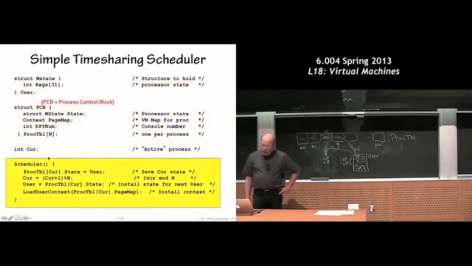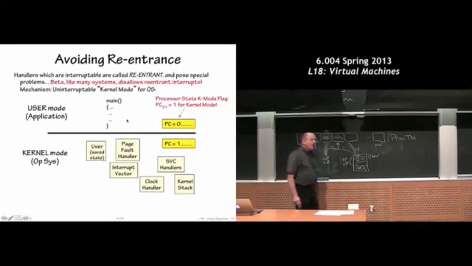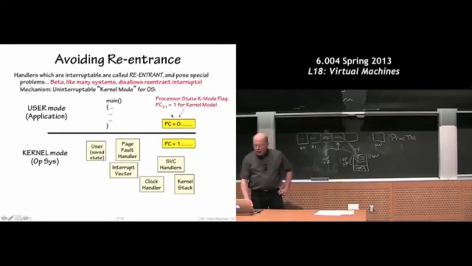So what we're going to do is come up with a technique for ensuring that we never interrupt the kernel. We're going to set aside the high order bit of the PC to be the supervisor bit. And when that high order bit of the PC is 0, that means we're in user mode and we're going to allow interrupts.